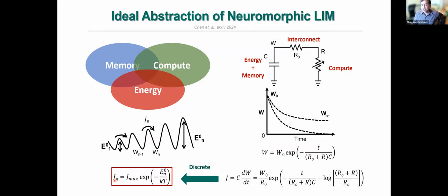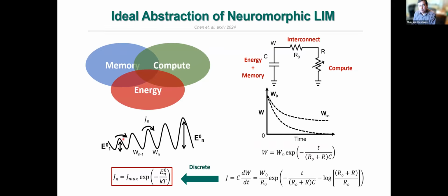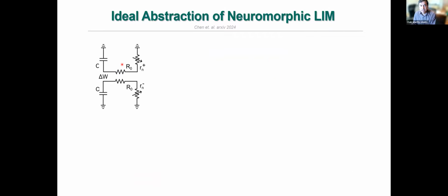I can divide this by charge. This will become equivalent to probability flow, so the rate of probability change between the states Wn and Wn minus 1. So this system can only move in one direction because the capacitor only leaks in one direction. So how do I make sure that I can do bidirectional change? I can add two of these elements, and then I can simultaneously change the resistance in a positive or a negative direction. So that way I can look at the difference between the voltages across the capacitor, and that will give me the weights now.